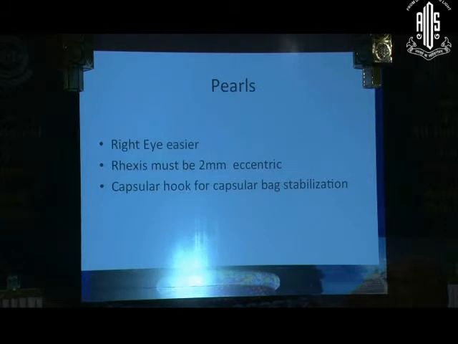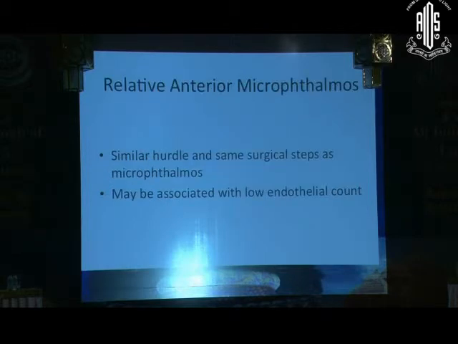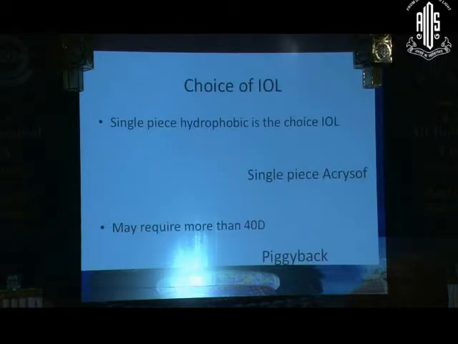The right eye is easier. Rhexis must be eccentric upward. Use a capsular hook for the capsular bag stabilization. It is better not to use the iris hook for capsular bag stabilization. Relative anterior microphthalmos is similar and the same as the previous one.